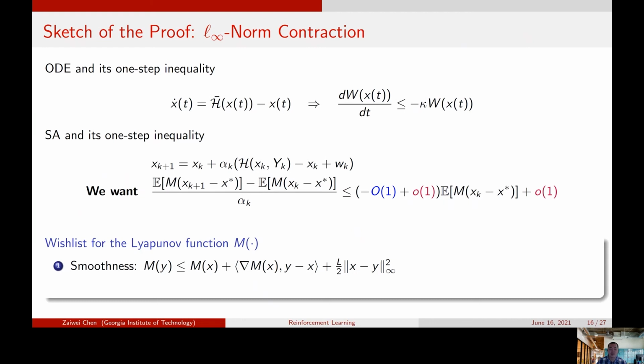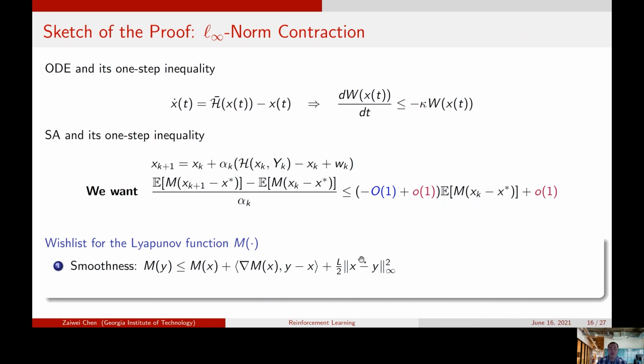norm contraction stochastic approximation algorithm was derived. A very important property used there is the binomial theorem for the weighted L2 norm. Here, this smoothness property can be viewed as an extension of the binomial theorem. To see this, suppose my Lyapunov function is just a weighted 2 norm square, and this infinity norm here is 2 norm. Then this equation is exactly the binomial theorem.